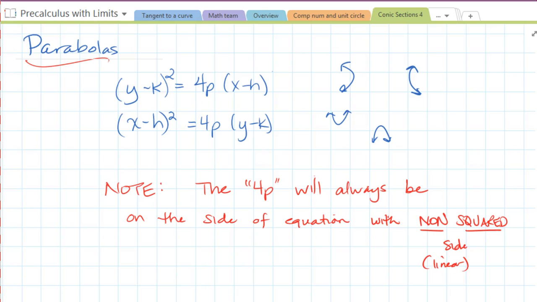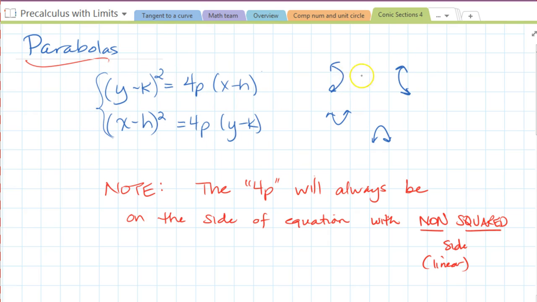Hi students, we're going to look at parabolas in a new form, and here are the general forms that we're looking at. If the parabola opens left or right, it's going to be a y, and the y is going to be squared. It's not a function. It violates the vertical line test. If it opens up or down, it's going to begin with an x squared.